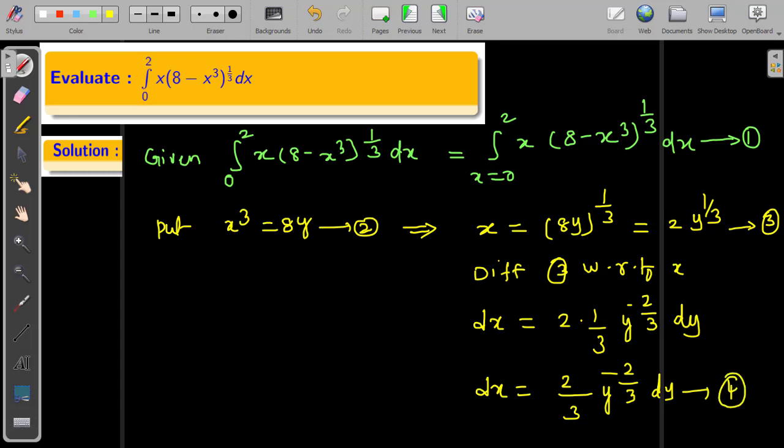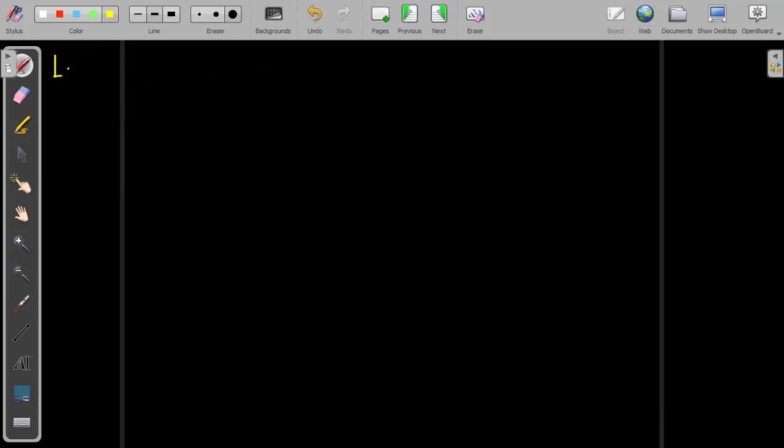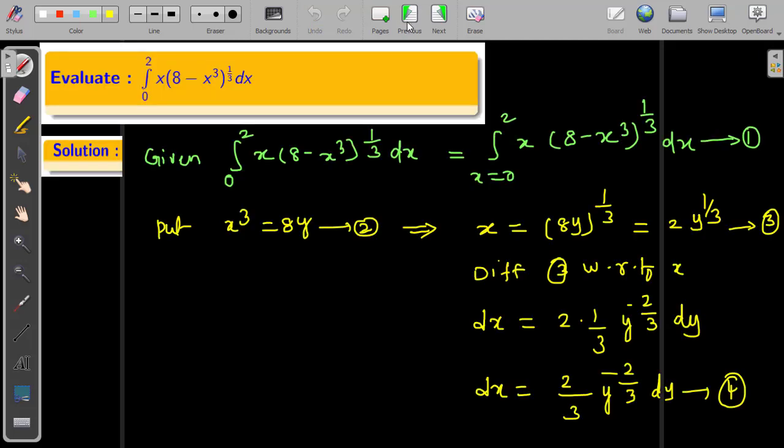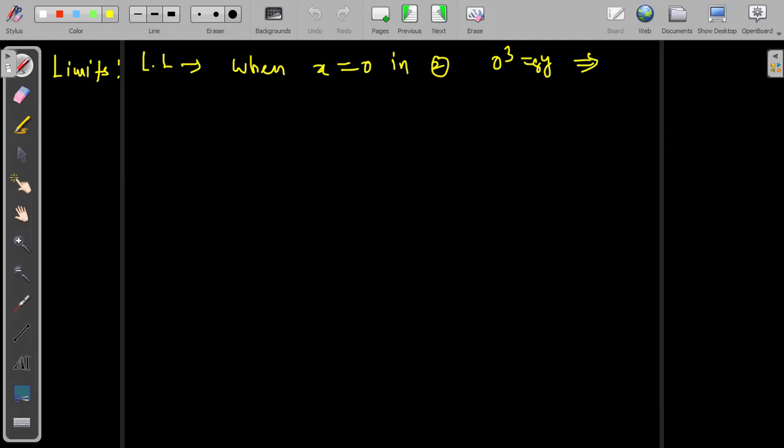Afterwards, equation 1 is a definite integral from 0 to 2, so the limits we need to substitute in equation number 2. I will add a new page. Let's discuss the limits. Lower limit first: when x equals 0 in equation number 2, x cube equals 8y, so 0 cube equals 8y. From this 0 by 8 is 0, which means y equals 0. Now we'll talk about the upper limit.